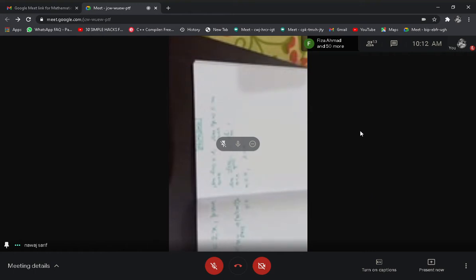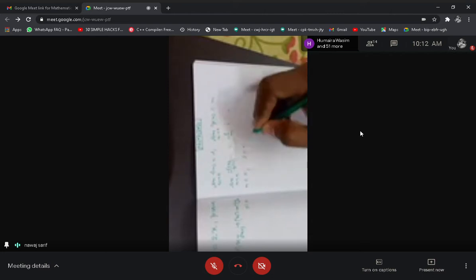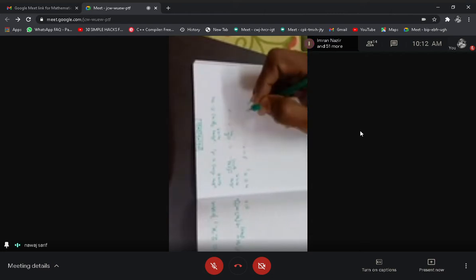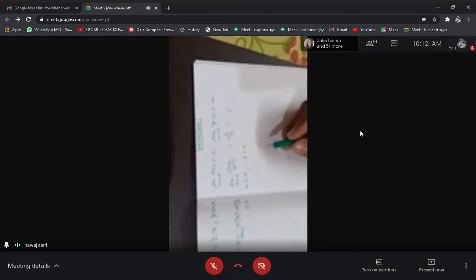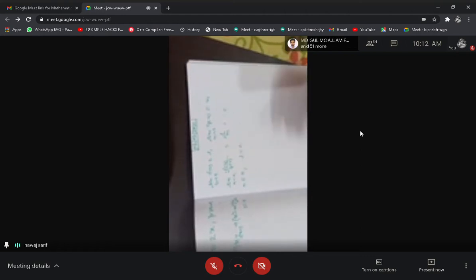But if L and M both are 0, then what happens? Sir, it is indeterminate form. That means 0 by 0 is not defined, so you cannot say that the limit does not exist. When L is 0 and M is 0, the limit may or may not exist, but you cannot say that the limit does not exist. This type of form is called indeterminate form. There are also several forms of indeterminate forms.